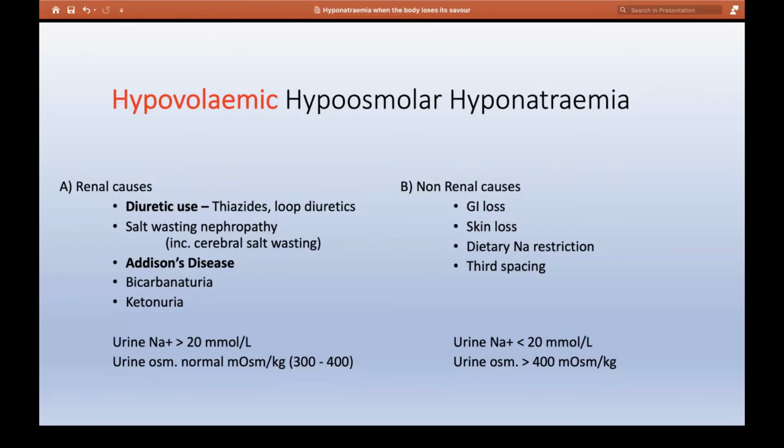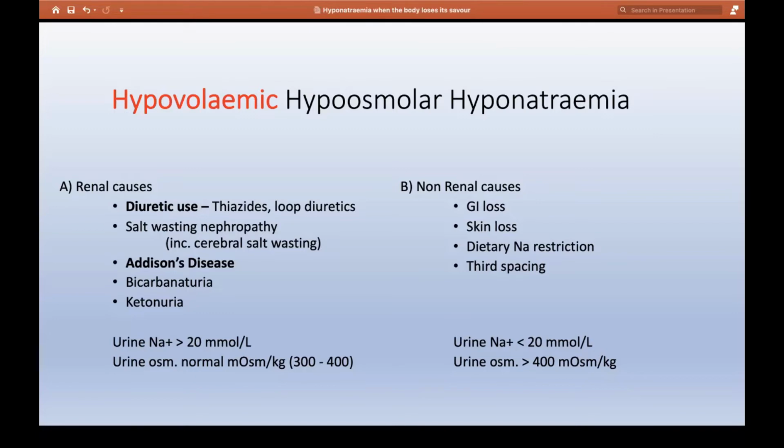Out of renal causes, the most essential one you would come across in your clinical practice, I would say, is this diuretic use, particularly thiazide use. Of course, furosemide, a loop diuretic, may also give rise to hypovolemic, hypoosmolar hyponatremia.